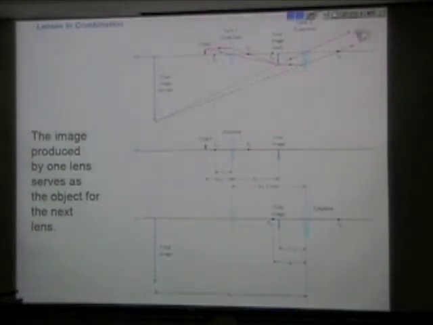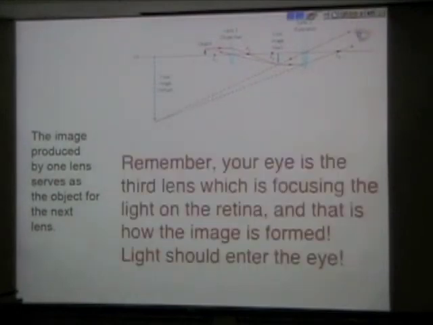With multiple lenses, you can always apply the thin lens equation as many times as you have lenses. In this example, there's one lens, and it forms an image. So you can write the equation for this lens. Then this image becomes an object for the next lens, and you can write the thin lens equation for that lens.